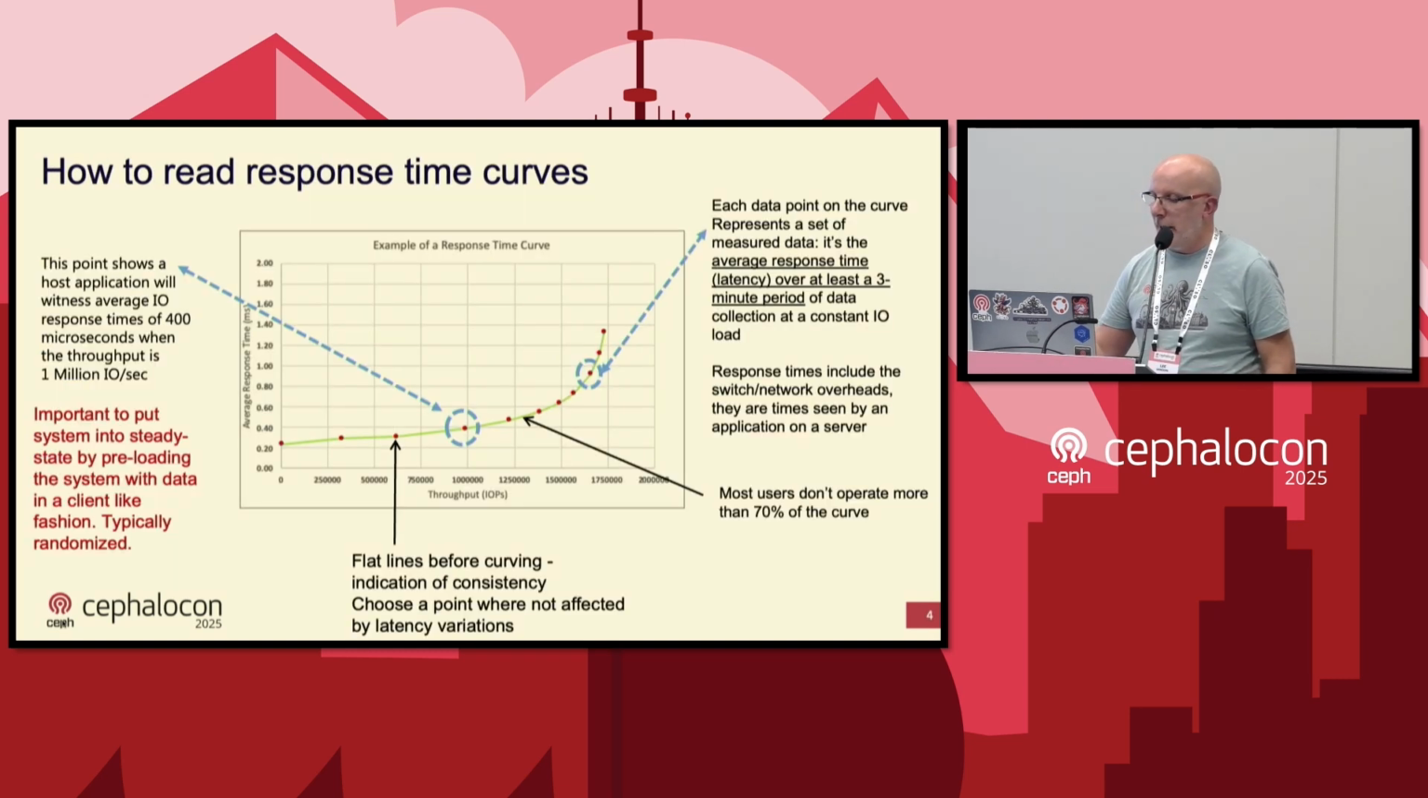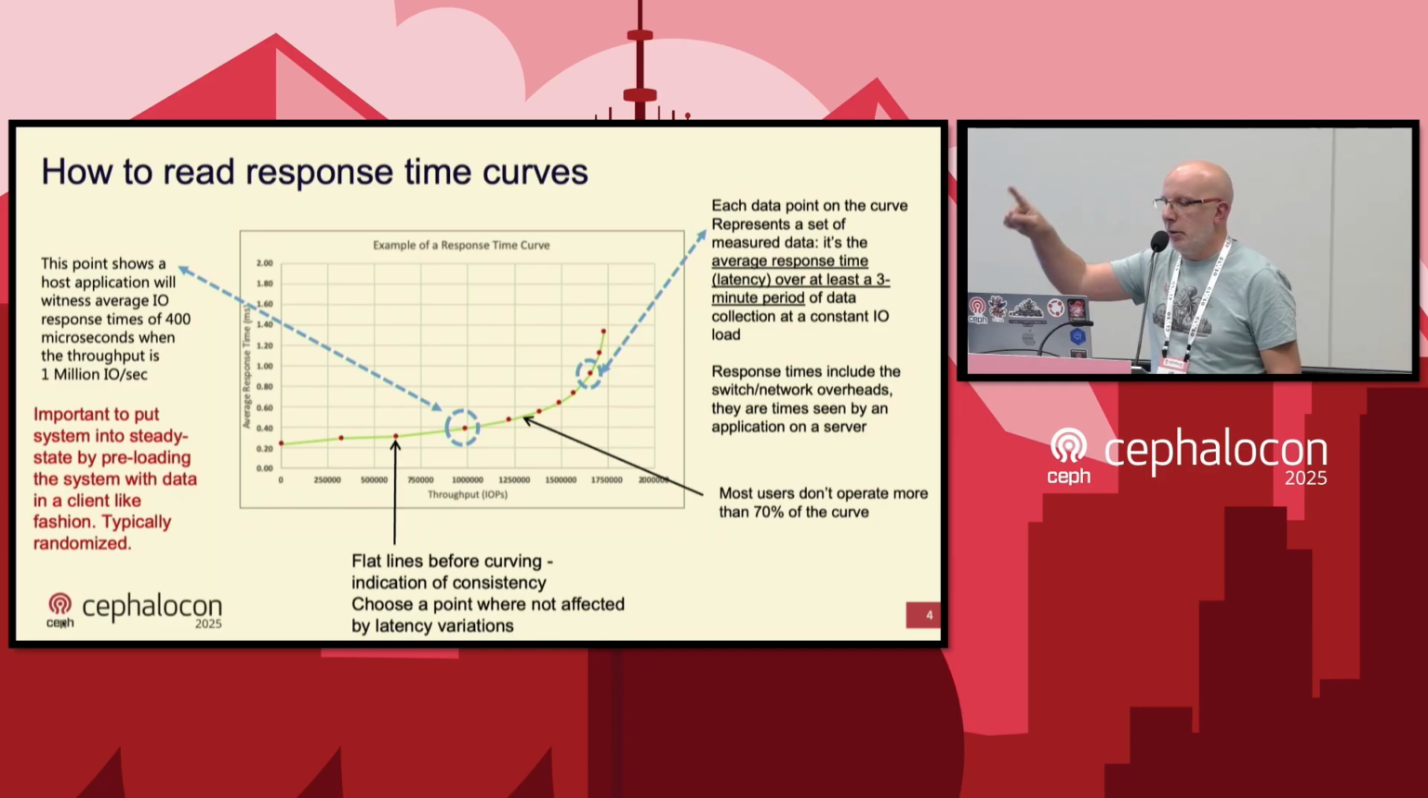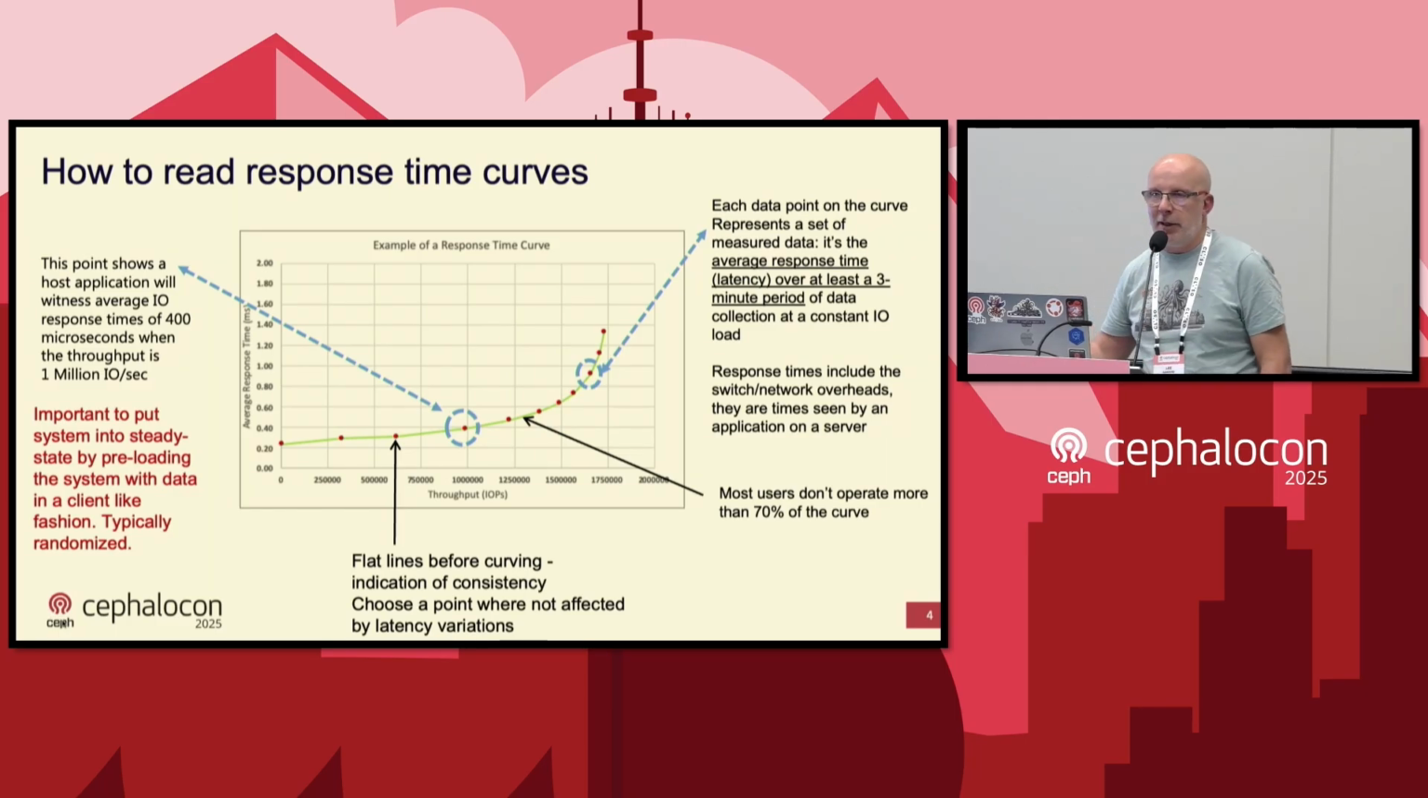Another thing to point out is that most users want to understand how much scope there is for expansion of the system. So typically most users don't really want to operate any more than 70% of the actual curve, where the curve actually starts to increase. That gives you around about a 30% gap before you start hitting the system limits.